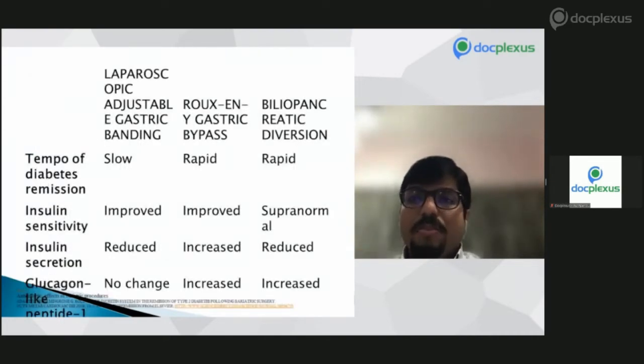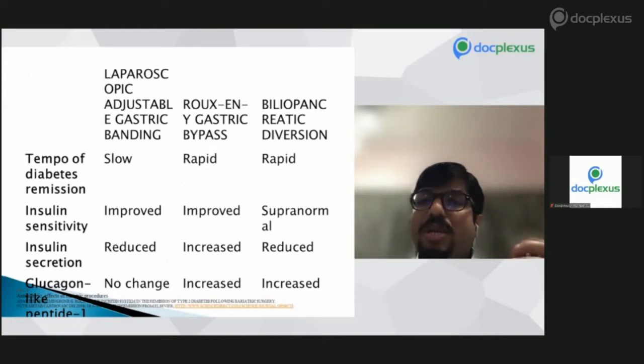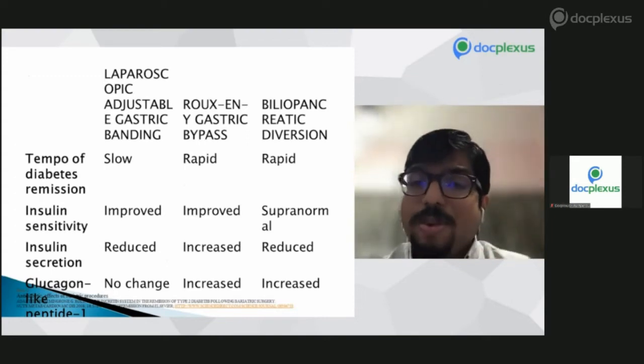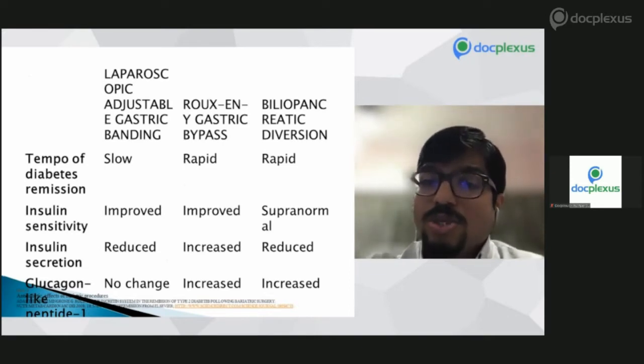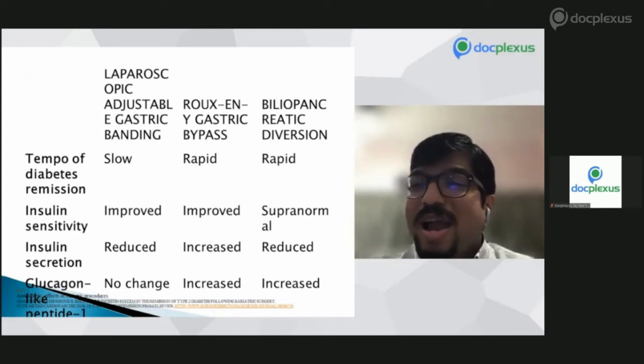Now, another slide I would like to discuss with you, between the three arms of laparoscopic gastric banding, the Roux-en-Y and the biliopancreatic diversion. The tempo of diabetes remission in adjustable banding is slower, whereas in Roux-en-Y it is rapid, and so is biliopancreatic diversion. The insulin sensitivity is improved in both the Roux-en-Y and the laparoscopic adjustable banding, but in biliopancreatic diversion it is almost supranormal. The insulin secretion is reduced in laparoscopic banding, whereas it is increased with the Roux-en-Y, and it is reduced again in the biliopancreatic diversion.